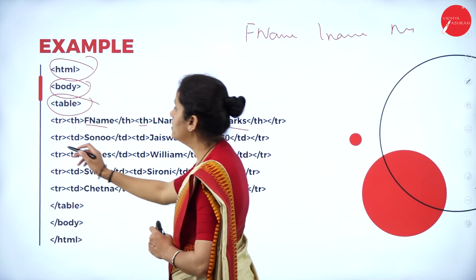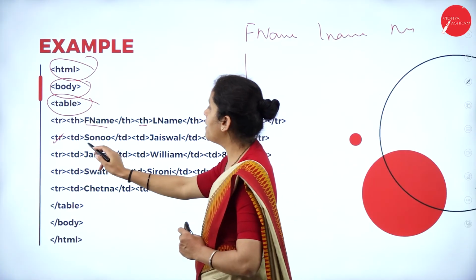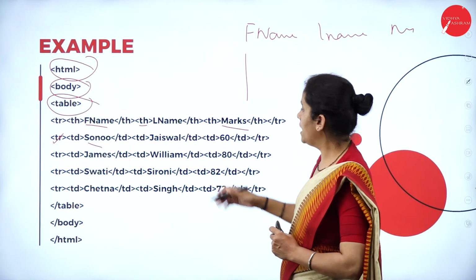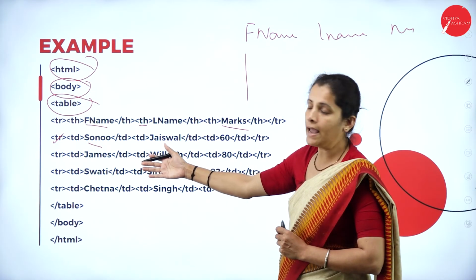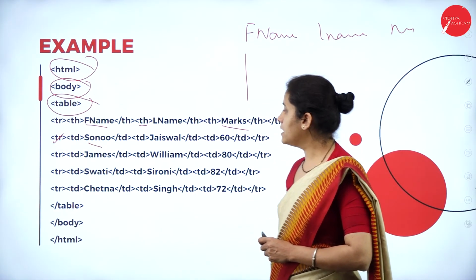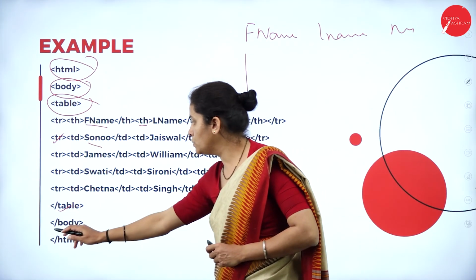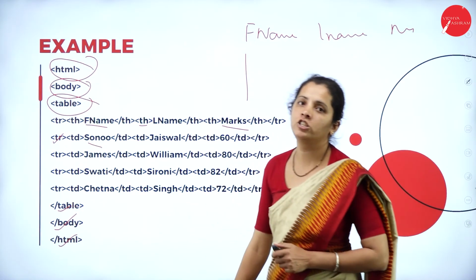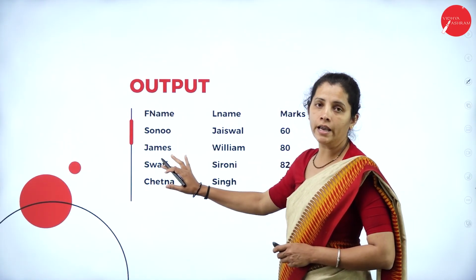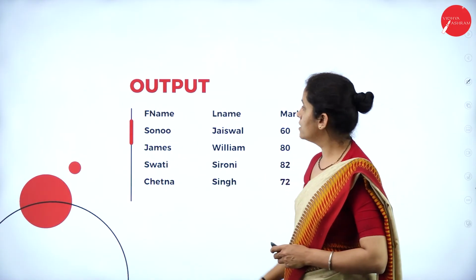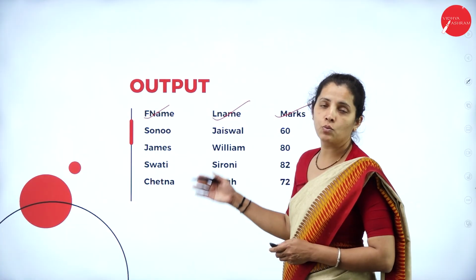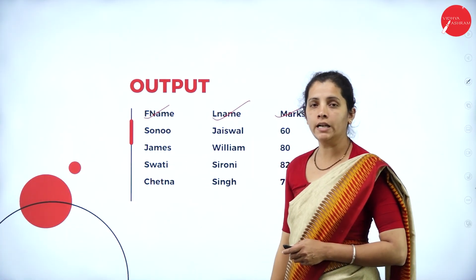In the next table row, I have the name, then the last name, and the age, and I'm going to continue. So how many rows do I have? I have 5 rows, including headings. After that, I'm going to close the table, close the body, and close the HTML. Now let's see the output of this code. I want to display the information in the form of a table: first name, last name and marks, displayed one by one. For this, I'm going to use the table tag.